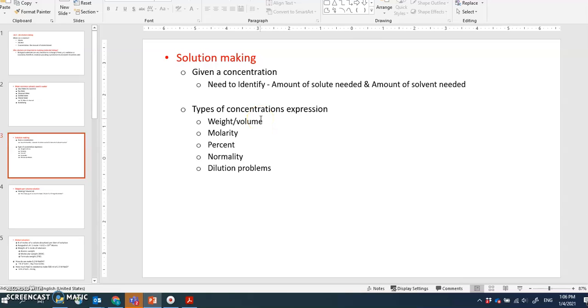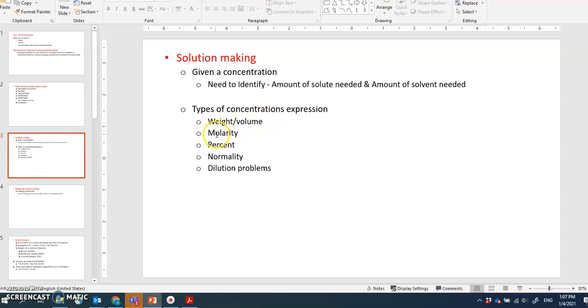Okay, so if you are making maybe 2 grams of sodium chloride in maybe 100 ml of total solution, you have to measure 2 grams of sodium chloride and dissolve it in water. And when the combined mixture becomes 100 ml volume, yes, that's the weight per volume expression.